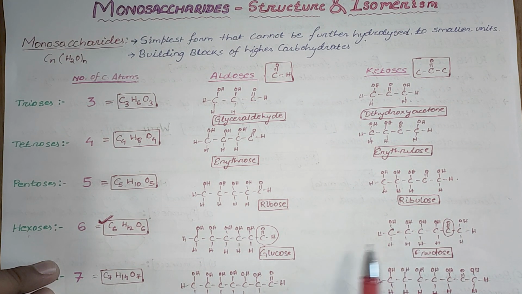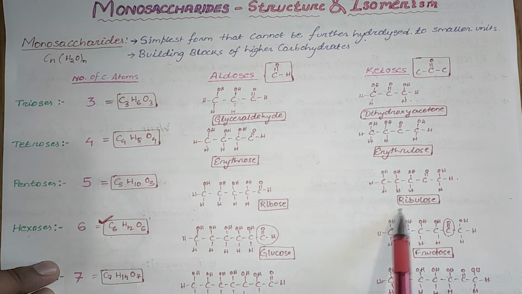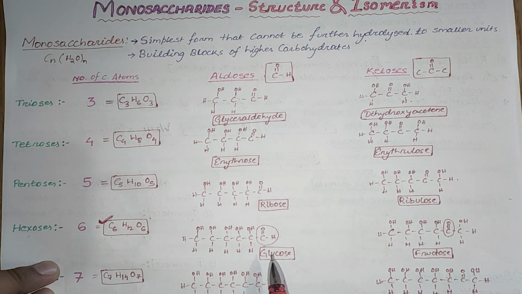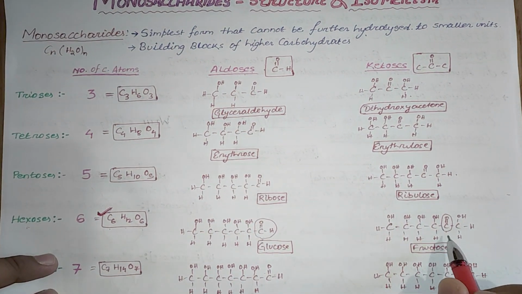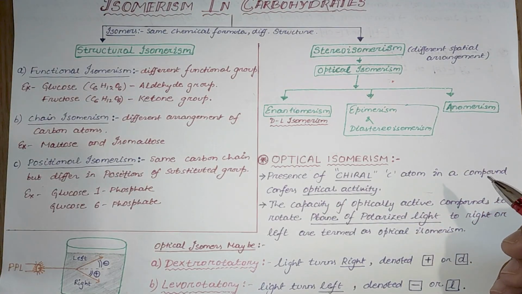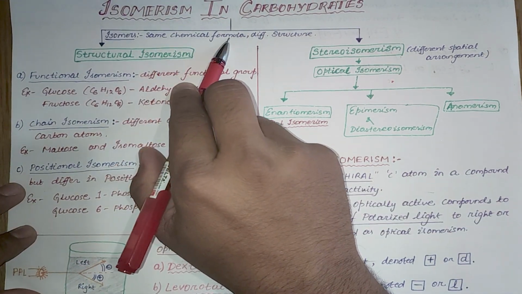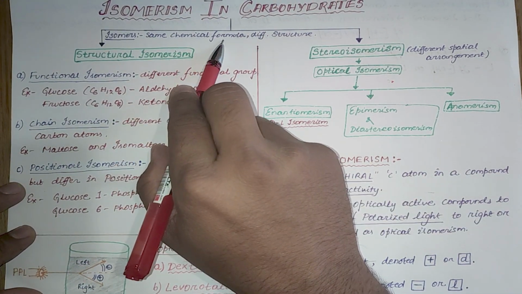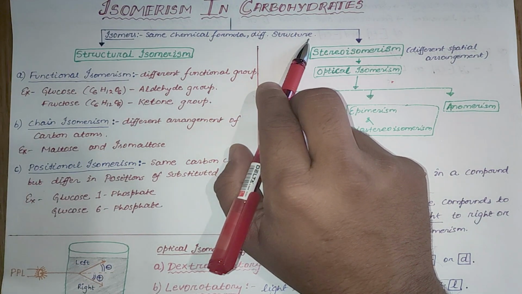These two structures have the same molecular formula, but they have different structural formulas, because glucose has an aldehydic group, so it belongs to aldoses, and fructose has a ketonic group, so it belongs to ketoses. So now you can understand what an isomer is. It has the same chemical formula or the same molecular formula, with a different structure or different arrangement of atoms or spatial arrangement of structures.